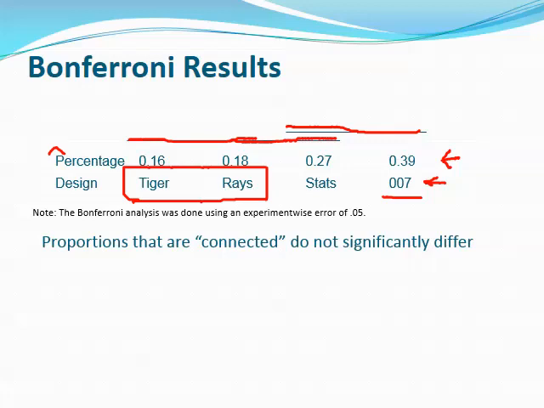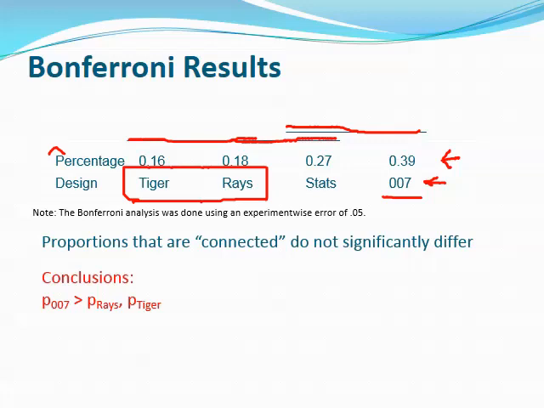The only ones that aren't connected are 007 and rays. There's no line that connects them, and 007 and tiger. And so the conclusion we're going to make from this is that the proportion that like the 007 packaging design exceeds the proportion that like rays, the proportion that like tiger. It's a different way of presenting the Bonferroni results.